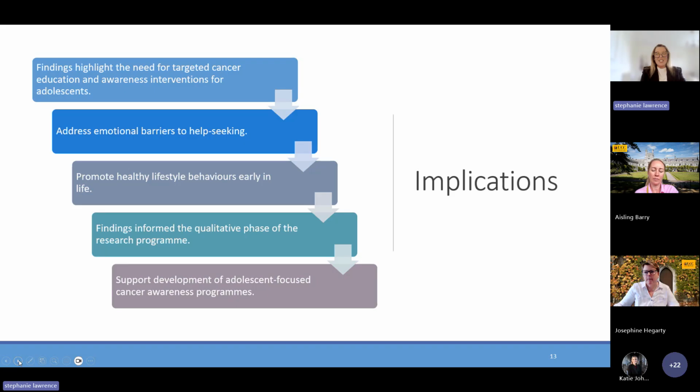Phase 4 of the study is a qualitative study, which is in preparation for publication, where we asked adolescents what they would like to see in an intervention. And I suppose it's very much focused on experience-based co-design, so that adolescents are very much involved in the design of that cancer awareness programme.